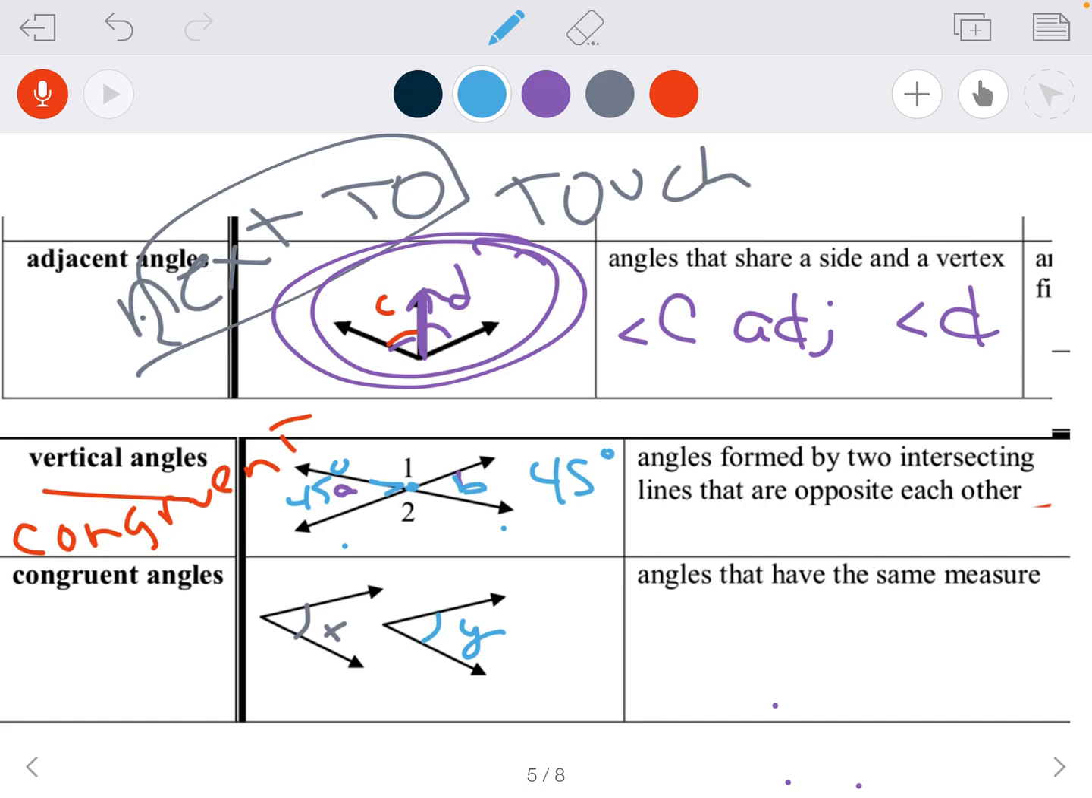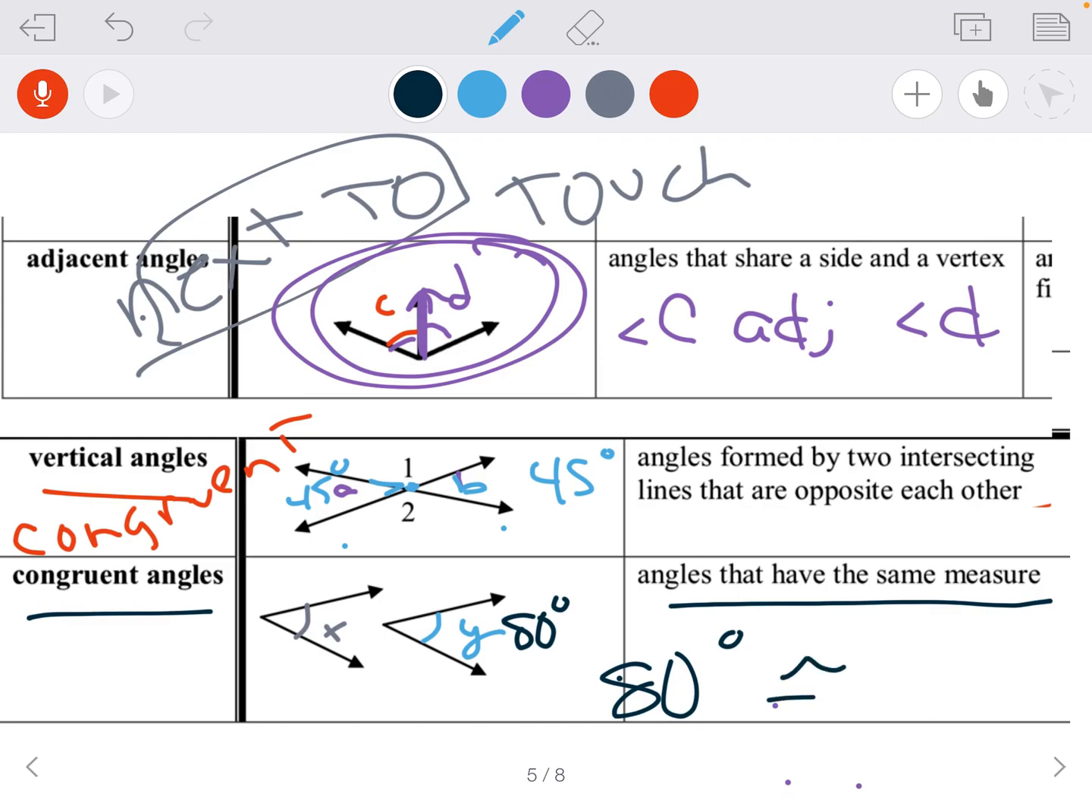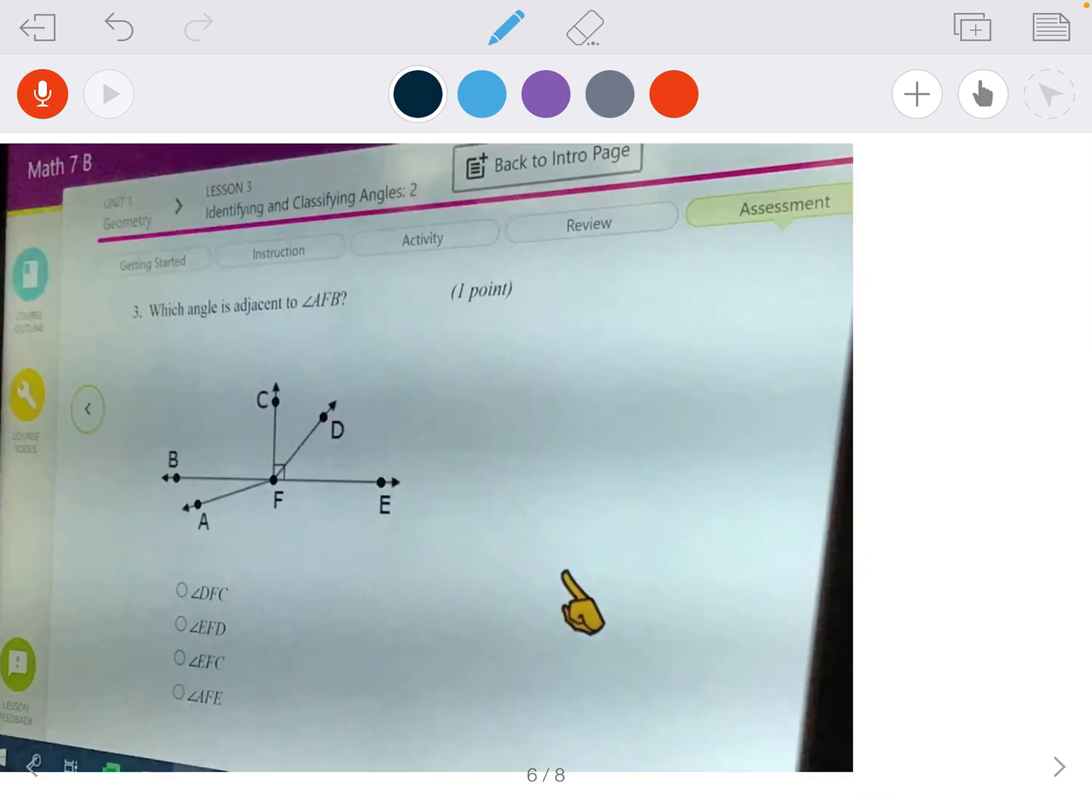And then congruent angles. Congruent angles, they're the same measure. So if I tell you that Y is 80 degrees, and I ask you what the measure of angle X is, you can say 80 degrees because congruent angles are the same. So this is X degrees is congruent to Y degrees. Let me make that symbol a little bit neater for you. Okay, it's congruent to Y degrees. So there's some definitions. I hope they're helping you. And you'll see this example.